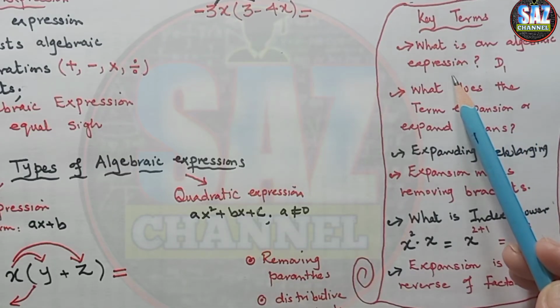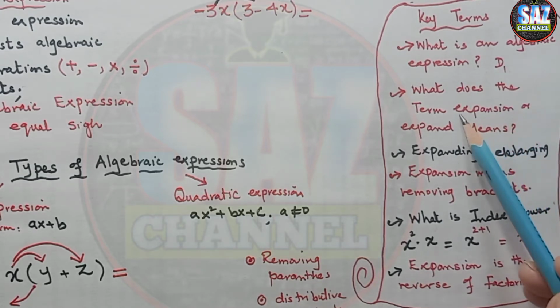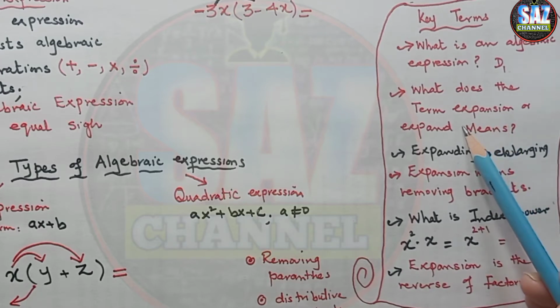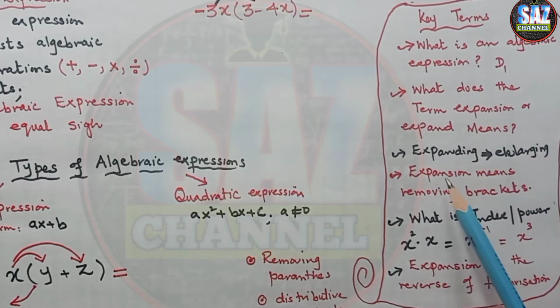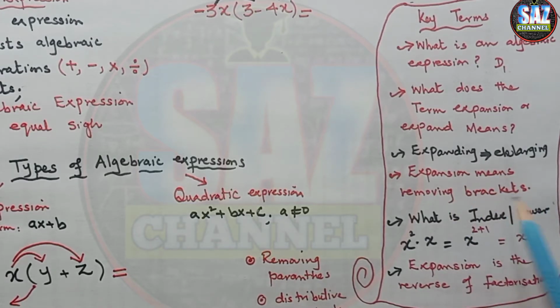You have the clear idea and understanding of the algebraic expressions from D1, chapter number 4 and 5. What does the term expansion or expand mean? Expansion means enlarging, and expansion means removing brackets. And what is index or power?